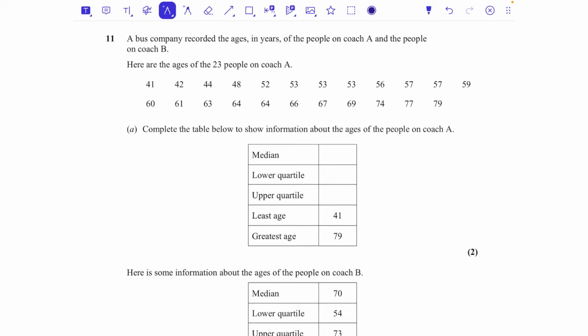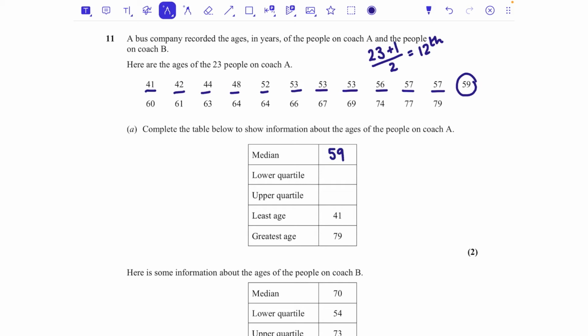So the median is the middle value. If you have 23 pieces of data, you are always going to add 1 and divide by 2. We add 1 and divide by 2 to get the position of the median. So that would be 24 divided by 2 is 12. So the 12th piece of data is your middle. I've got 1, 2, 3, 4, 5, 6, 7, 8, 9, 10, 11, 12. And that makes sense. We've got 11 pieces of data below and 11 pieces of data above. So the median is 59.